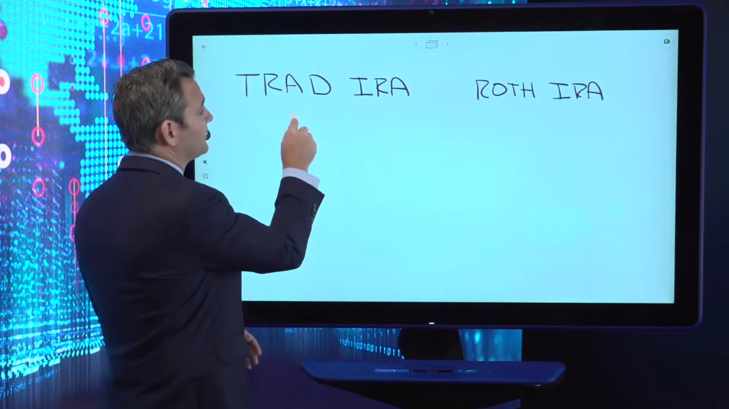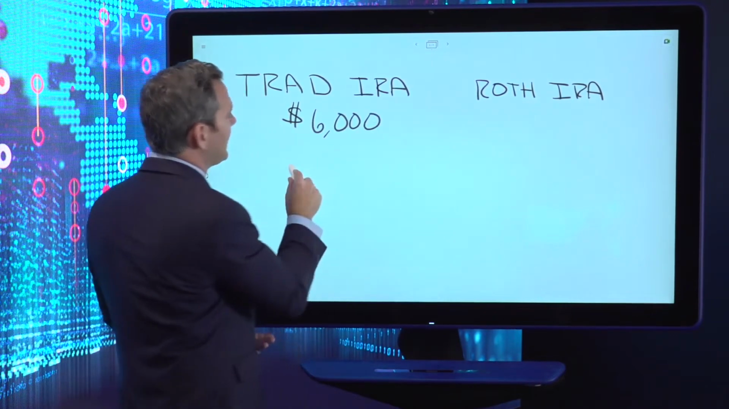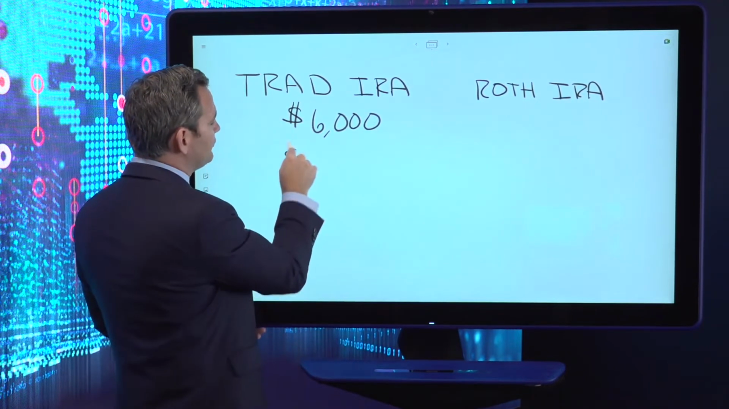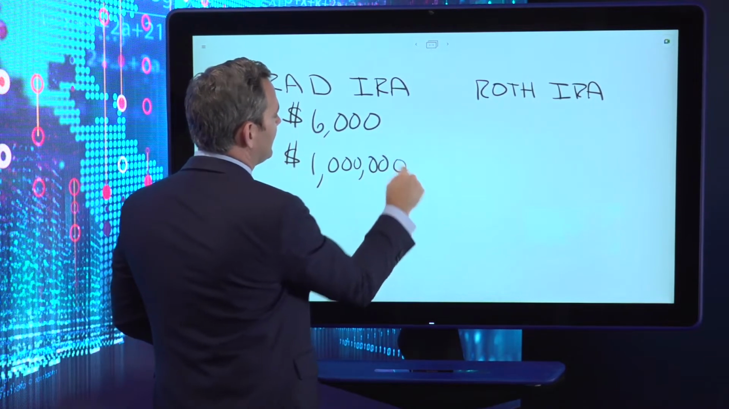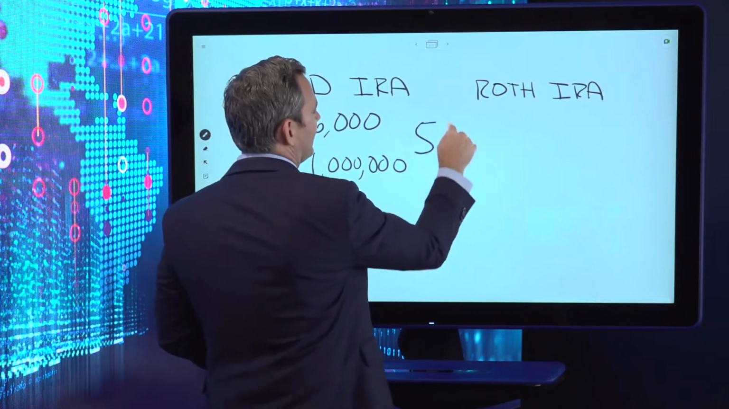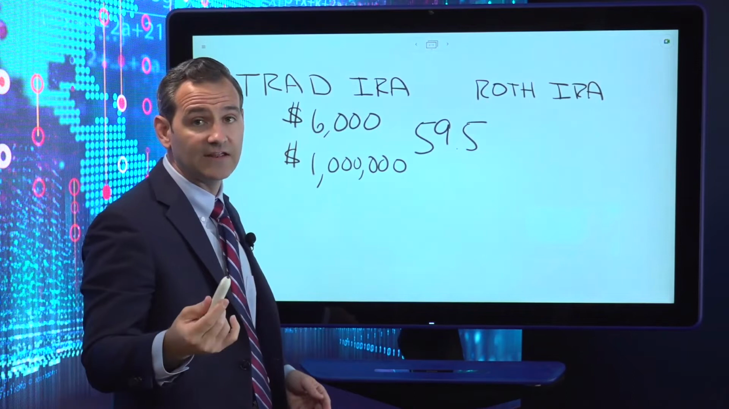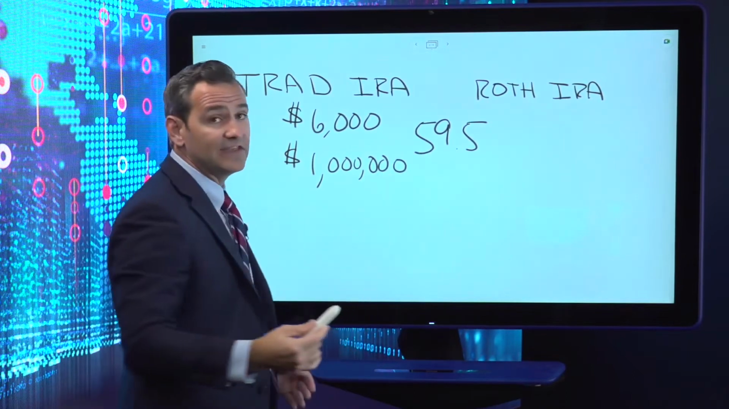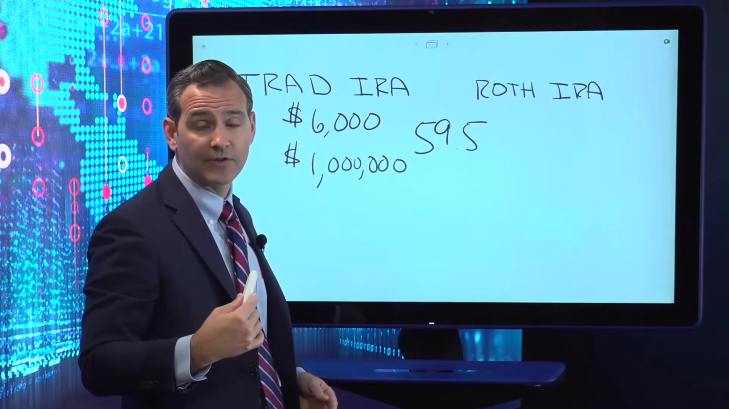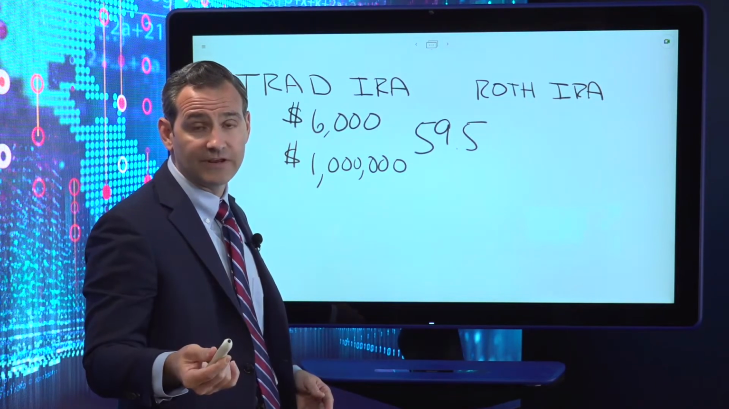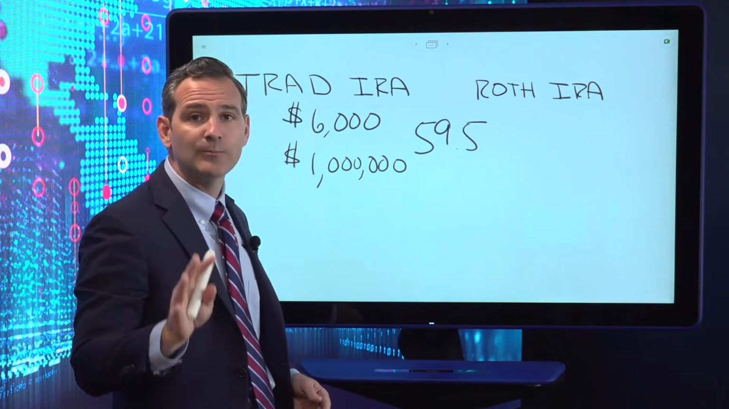So quick example for you. Let's say you start with $6,000 today. And let's say over 30 years, you grow the traditional IRA to $1 million. And then let's say at 59 and a half, so 59 and a half is the qualified retirement age in the United States. 59 and a half is the age that permits you to distribute funds from your retirement plan without any penalty.